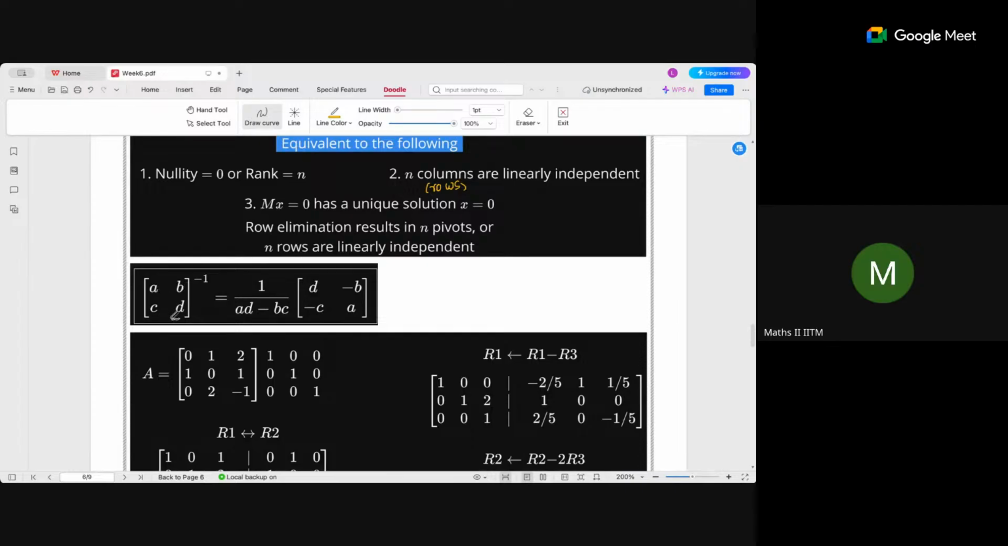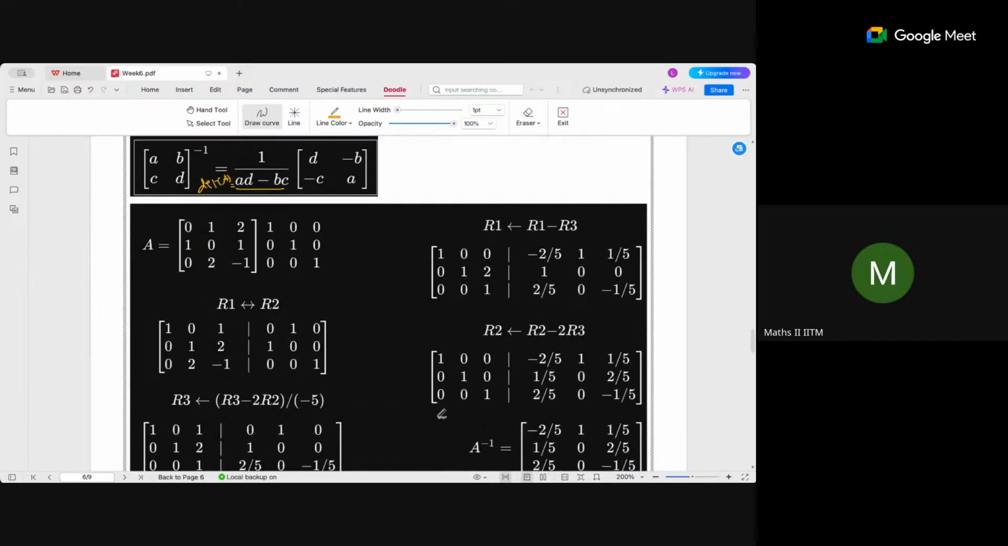If you have a 2 by 2 matrix A, B, C, D, the inverse is given by 1 by AD minus BC. You do the place change for two entries and the sign change for the other two entries. This is how we usually remember this formula: 1 by AD minus BC, times D, minus B, minus C, A. Note that AD minus BC is nothing but the determinant of A. But in the case of 3 by 3, there are several ways to find the inverse. One such way is given here.